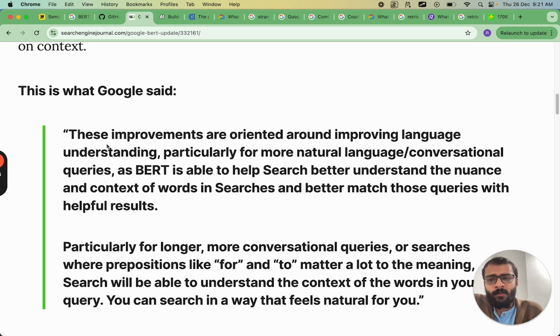So what Google said was these improvements are oriented around improving language understanding, particularly for more natural language conversational queries, and BERT is able to help search better understand the nuance and context of the words. This is exactly what we are talking about, right? Keyword matching is not enough. We want to understand the context and the meaning of what the search is.